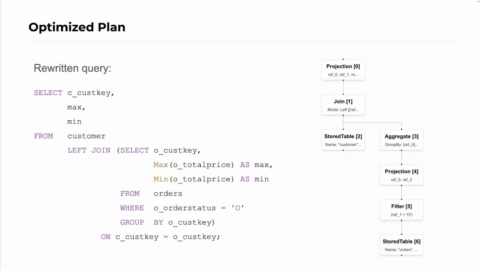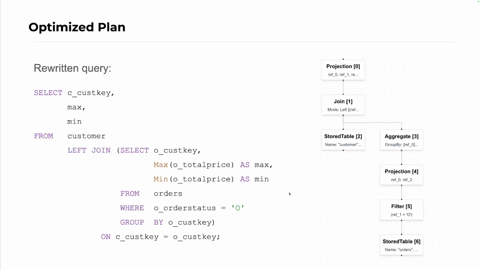Now, with both optimizations in action, we finally get the final plan shown on the right side. And here we have only one left outer join, joining the customer table on a single subquery, computing both min and max order, and we scan the orders table also only once. And the equivalent rewritten query for this plan is shown on the left side.